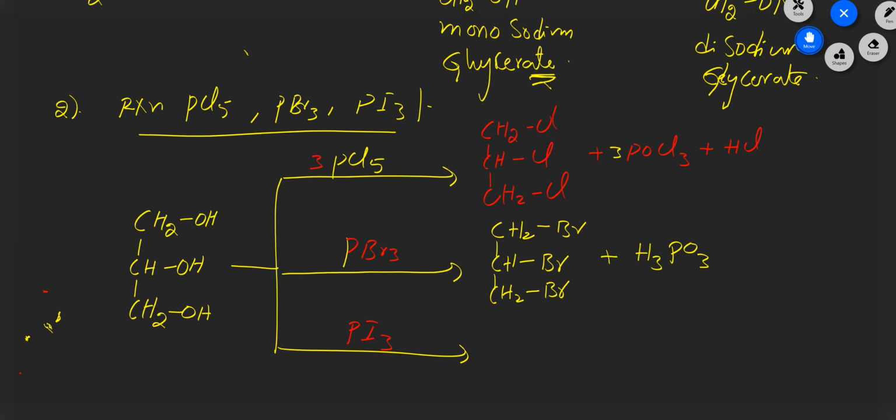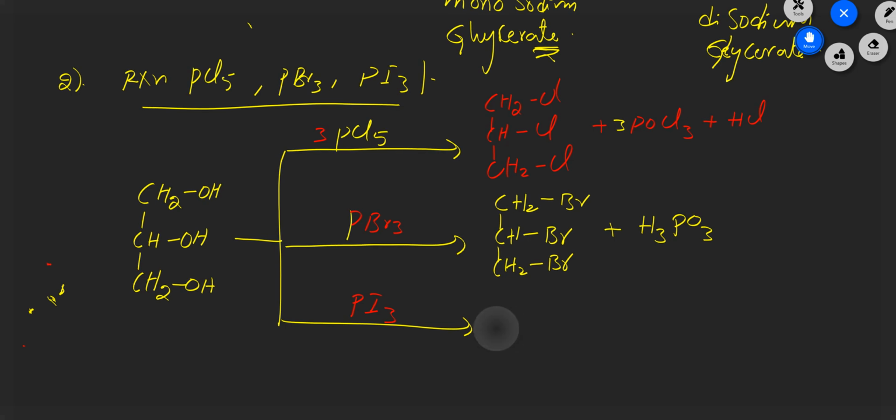So CH2I, CHI and CH2I. Is this molecule stable? Whatever you write with iodine for this reaction, is it stable or not? So this molecule is going to be unstable.